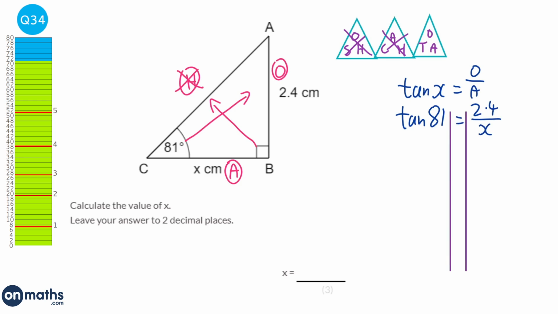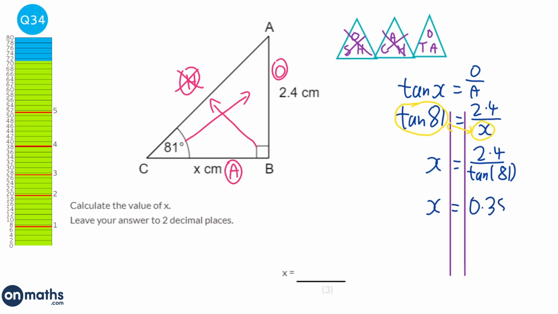Get our solving lines in. Now what you can do here is we can times both sides by x and divide both sides by tan 81. Effectively what we're doing is just swapping these two around. So we end up with x equals 2.4 over tan 81. Now be careful here, when you type in tan or sine or cos, the calculator opens a set of brackets, so make sure you close them before you press the equals button. And when we do that, we get 0.380 blah blah blah, and round to 2 decimal places, that's 0.38.